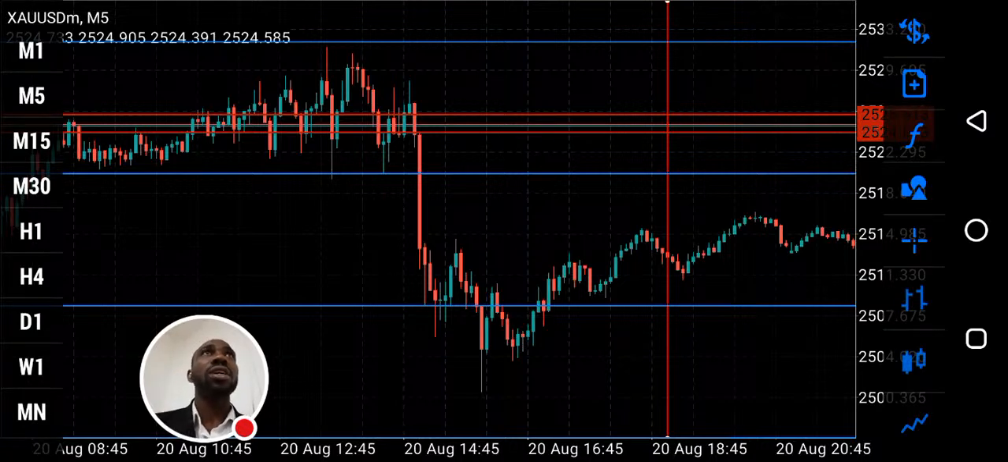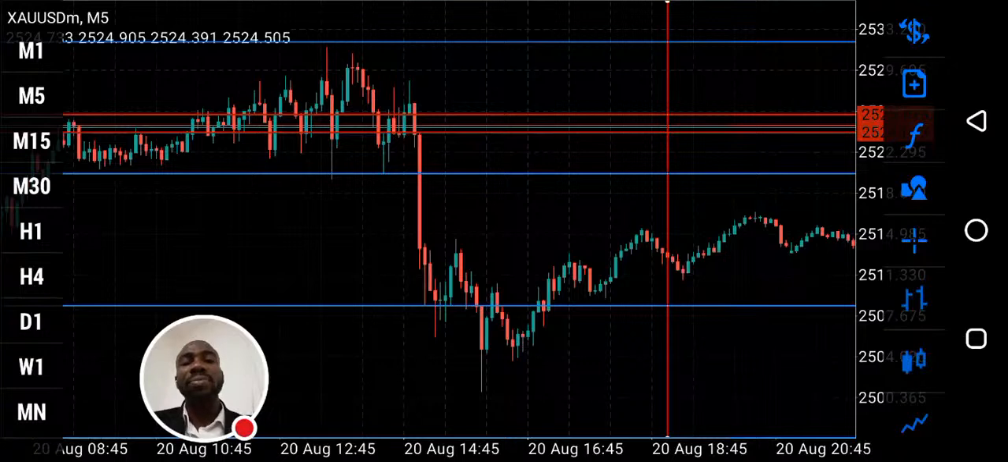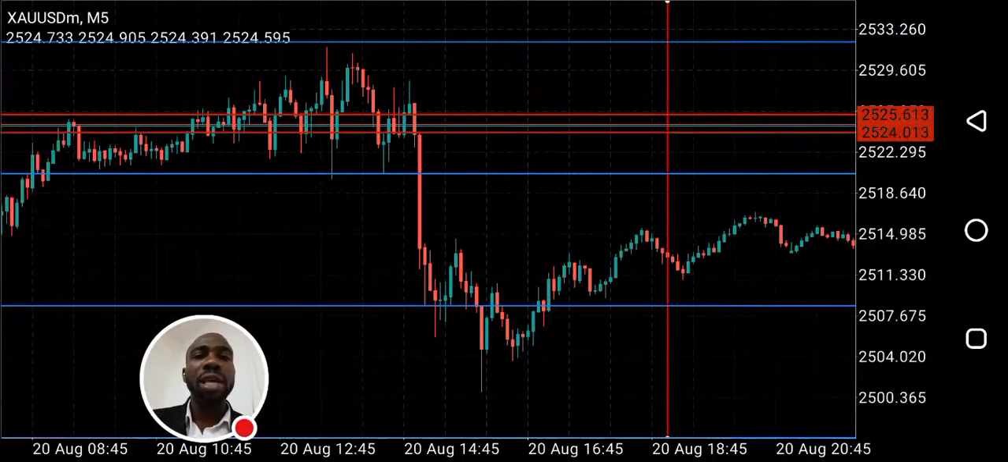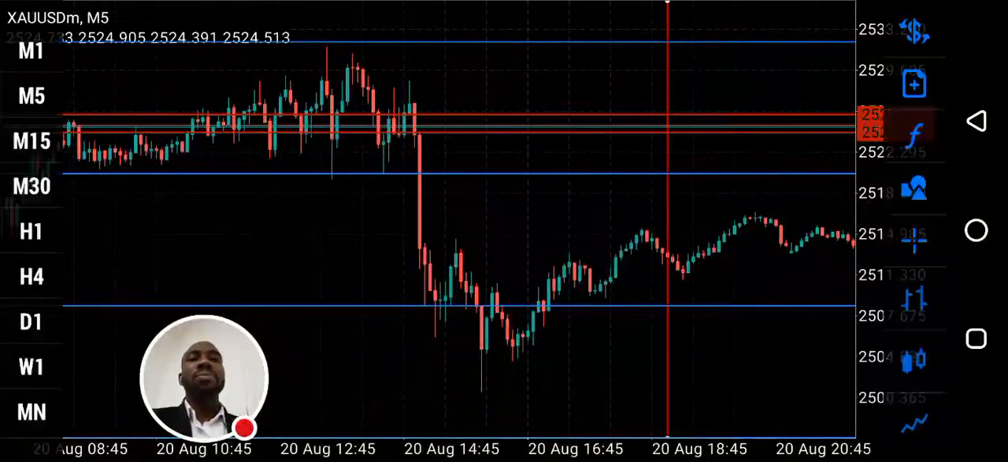Can you see that? So once that gap gets filled, wait for a bearish reversal pattern to form inside that gap before we go bearish. Are you getting me? You wait for a bearish reversal pattern to form inside this gap before you go bearish.